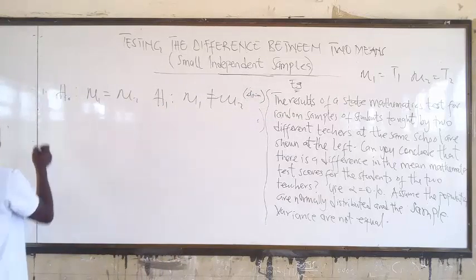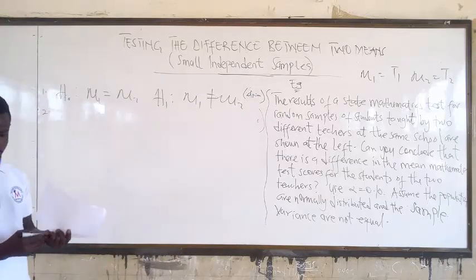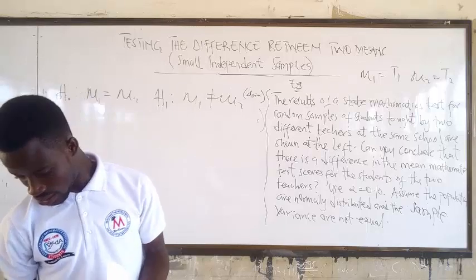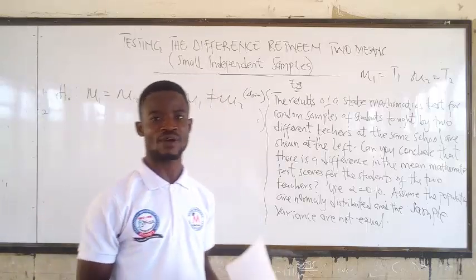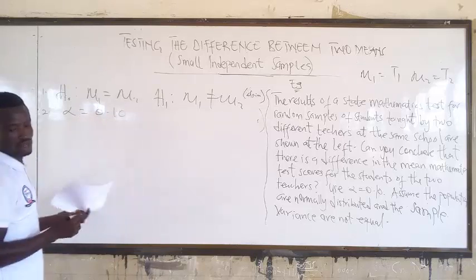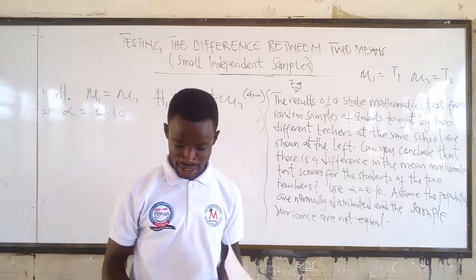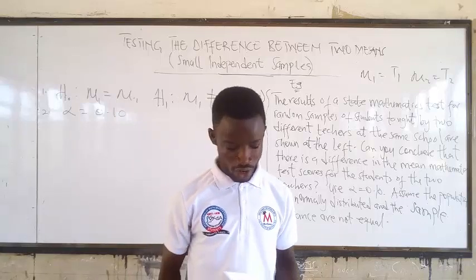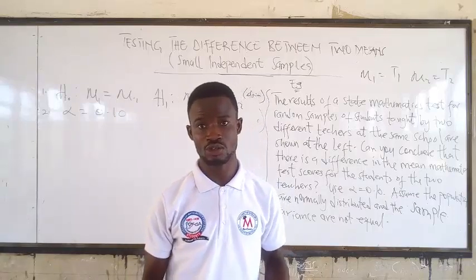So the next step is what? The next step is that we have to identify our alpha. So what is the alpha here? Alpha is 0.10. Okay. The next step is that we have to find our degree of what? Freedom. Is that also good?